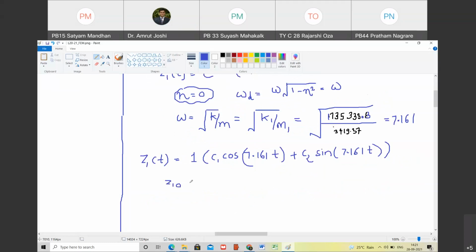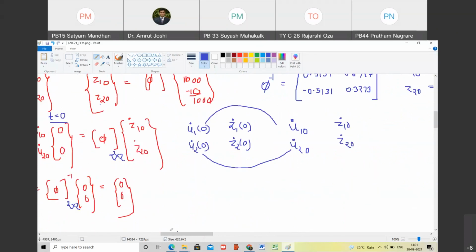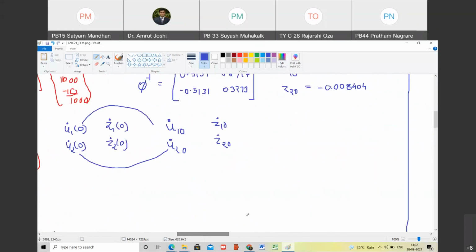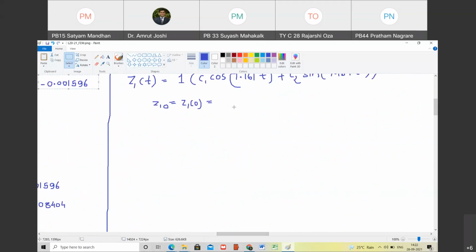Z1 of 0. Have we found out that? Just now we did. What is the value of Z1 of 0? This one. Happy? Yes, sir. So I'm going to substitute that value here.